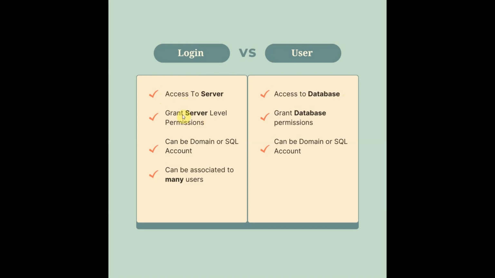We grant server level permissions to the login, such as view server state, for example. Both logins and users can be either type of account, and a login can be associated to many users once they're mapped. It's that simple, really. So let's jump in, let's have a look exactly how it works.